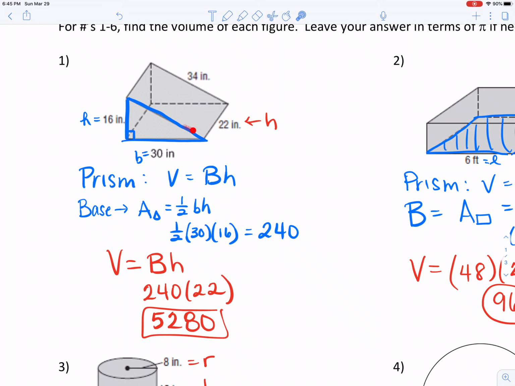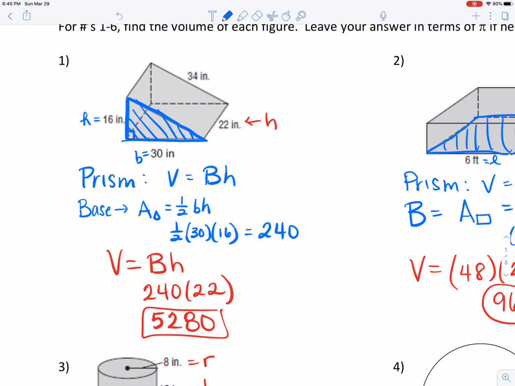So when we get the area of the triangle base, you need to take 1/2 the base times the height. The base and the height are the two sides that form this right angle. So I took 1/2 the 30 times 16 and got 240. That gives you the area of this triangular base.